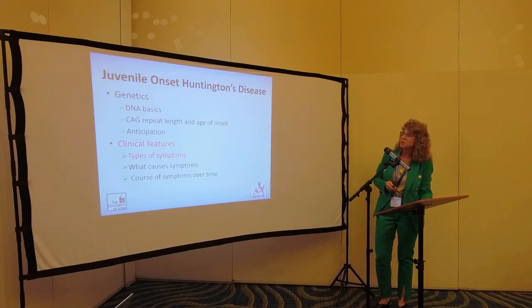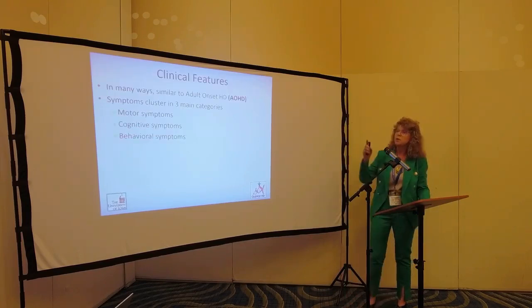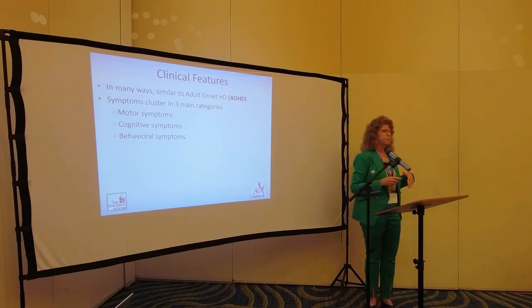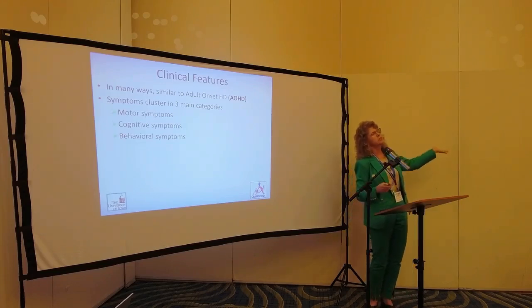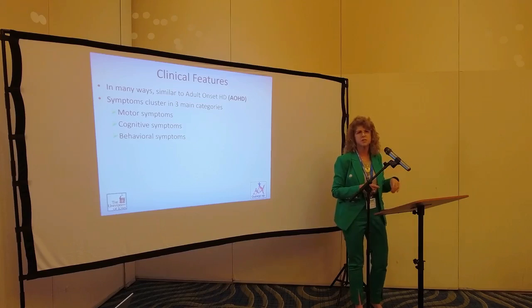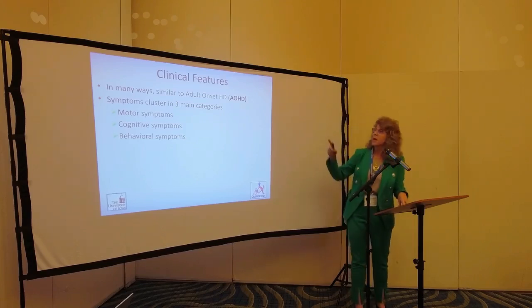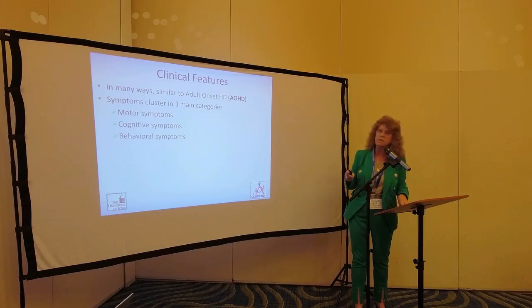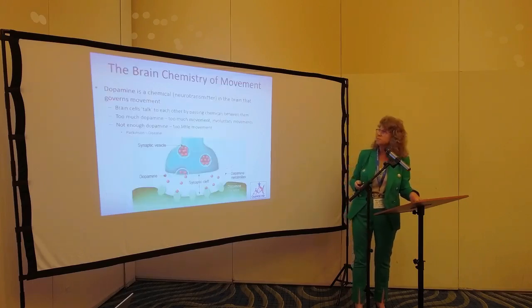Let's talk about these clinical features, the types of symptoms. In many ways, it used to be thought that JoHD is simpler, a different disease than adult onset. It's the same disease, and we'll continue to talk about that. There are important differences, but the symptoms cluster in 3 main categories: motor, cognitive, behavioral.